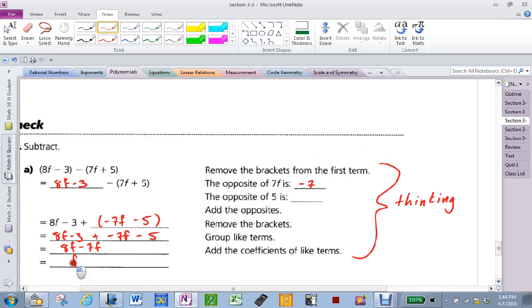What is 8 minus 7? 1f. And the second term is negative 3 plus negative 5. Which is negative 3 minus 5, negative 8. And there's my final answer. Is this complicated? No. And yet people do it wrong all the time.